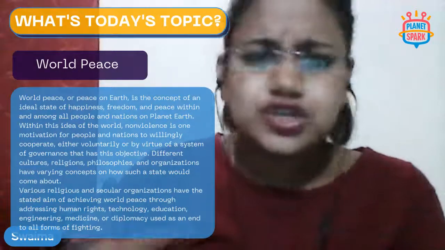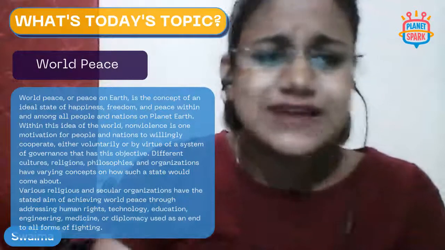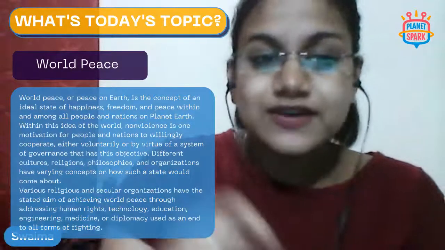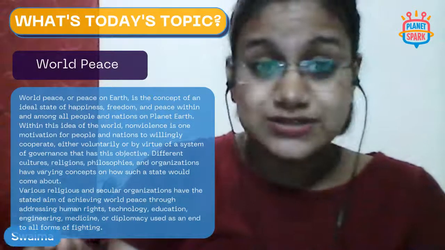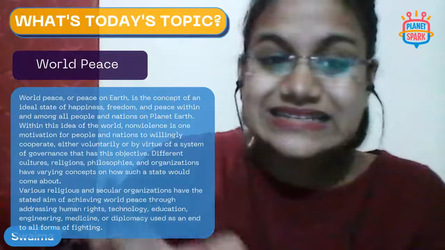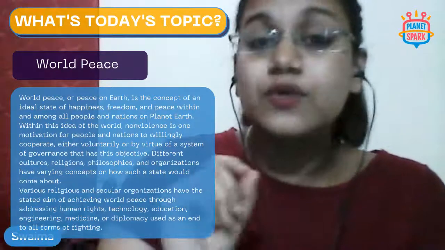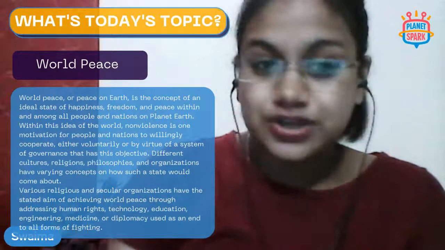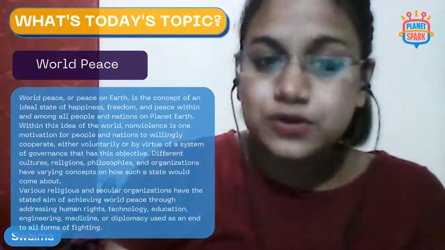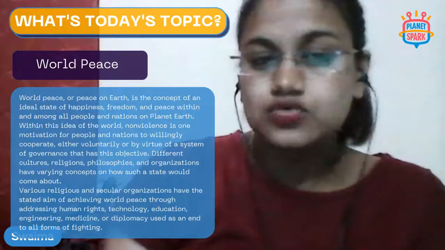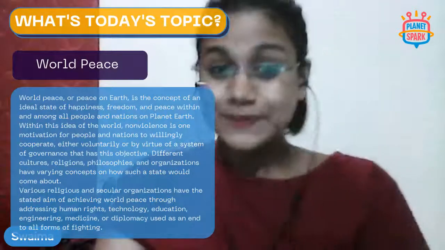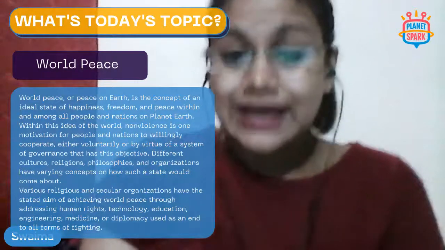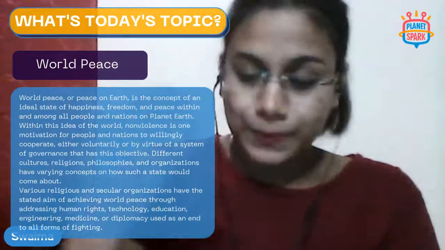Different cultures, religions, philosophies, organizations have varying concepts on how such a state can be attained. Various religious and secular organizations, my dear participants, have the stated aim of achieving world peace through addressing human rights, technology, education, engineering, medicine, or diplomacy used as an end to all forms of fighting. That's how we define world peace. And that's something that you can also incorporate in your introduction, which is your opening.